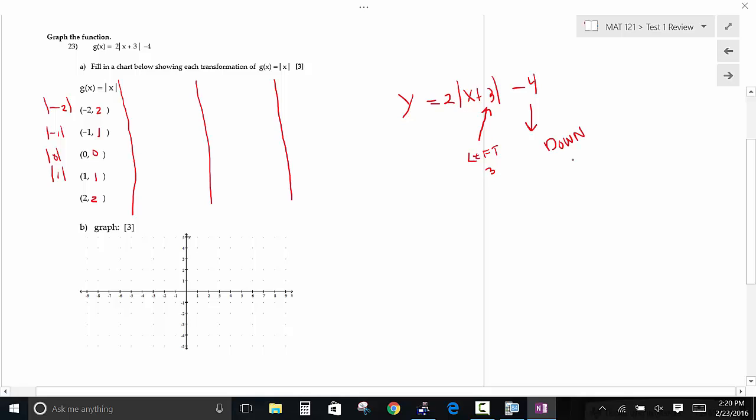Not multiply. It's really subtracting from the y value, so it's taking you down 4. Okay? And what does the 2 do? Okay, and that's a good way to think of it, is you're multiplying y values by 2. Now, there's an order to this.